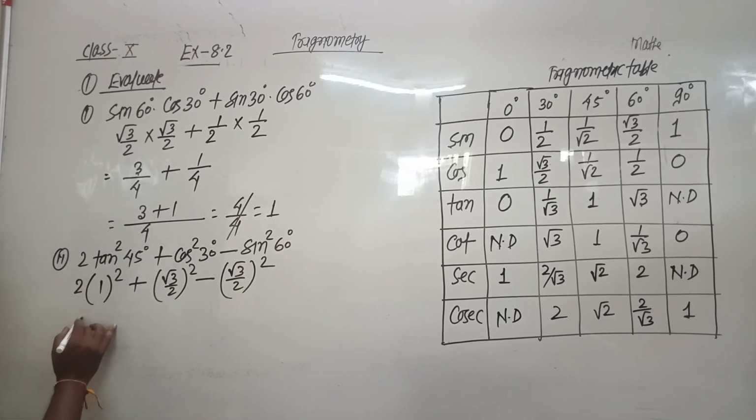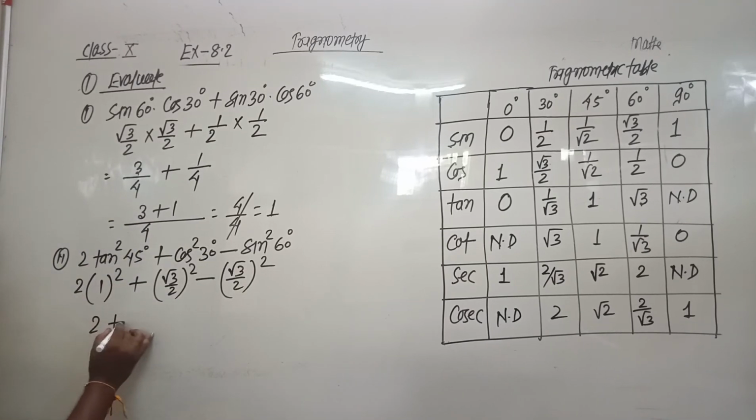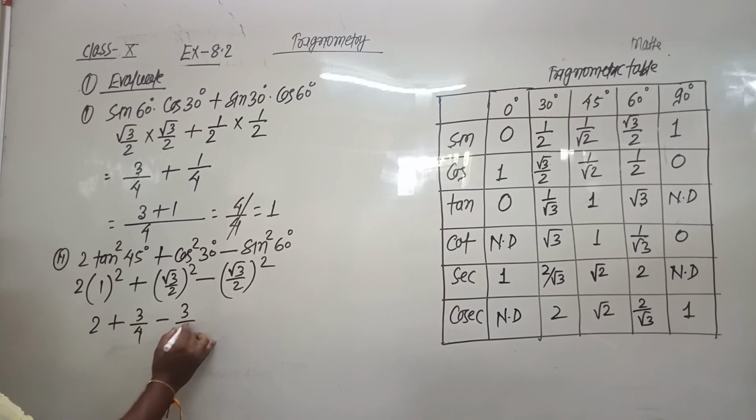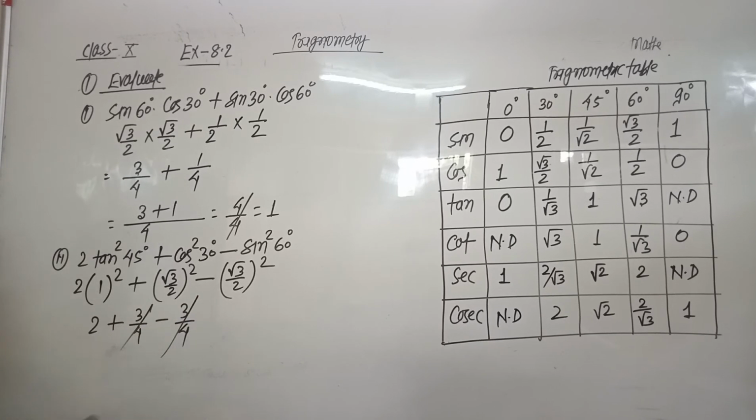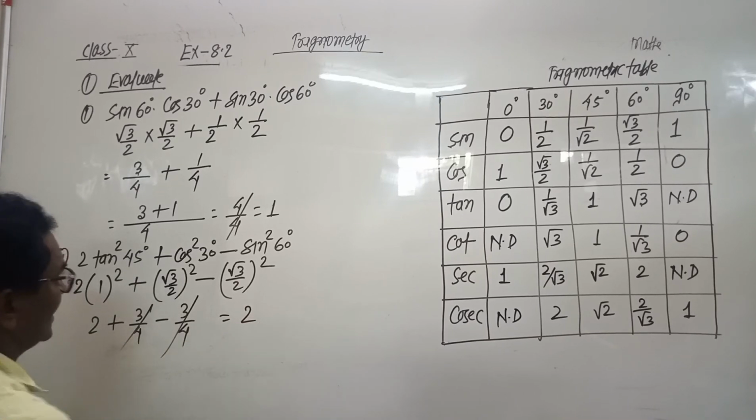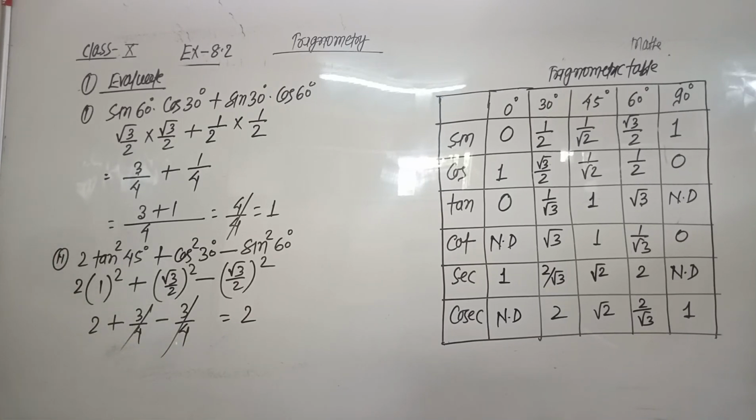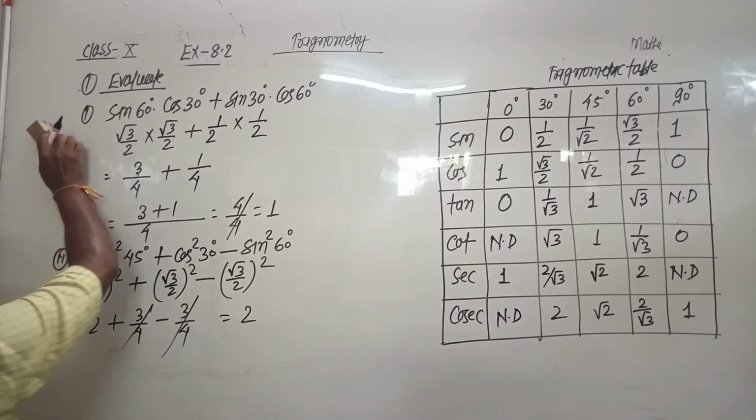So 2 into 1 the square is 1, plus root 3 the square is 3, 2 the square is 4, minus 3 by 4. Plus 3 by 4 minus 3 by 4 cancelled, and the result we get is 2. 2 is the answer.